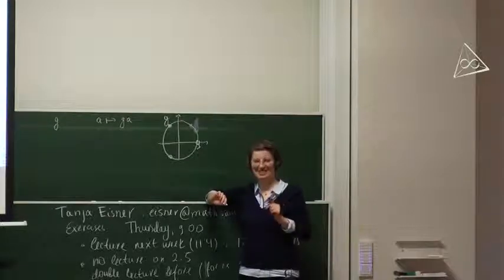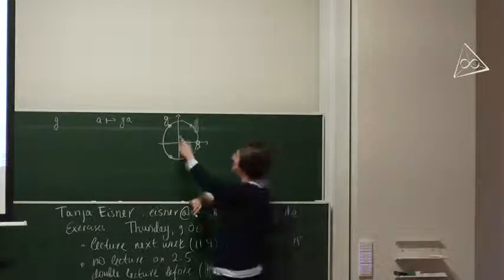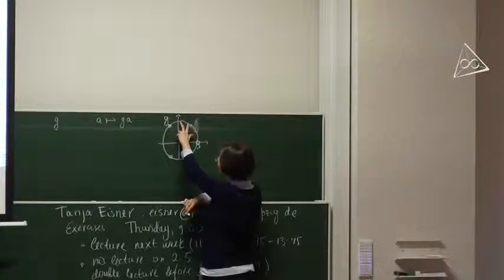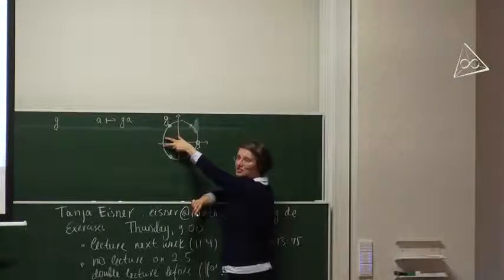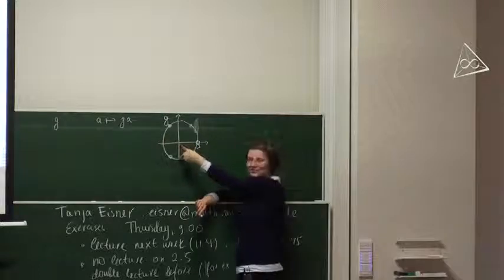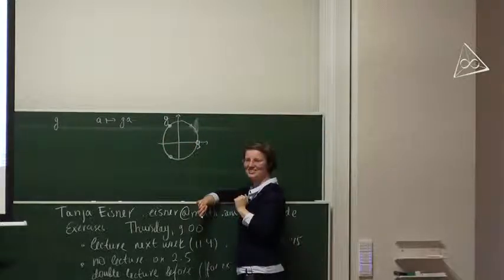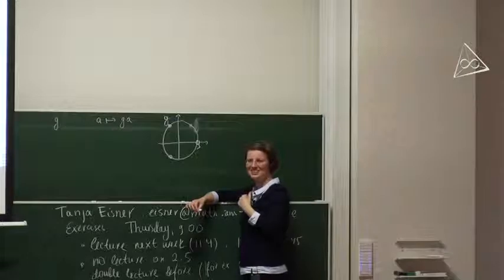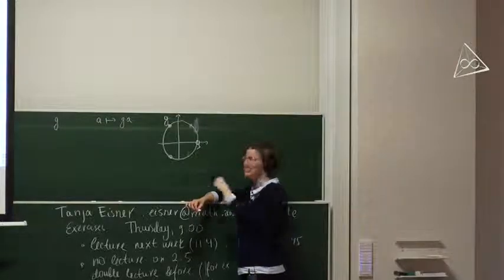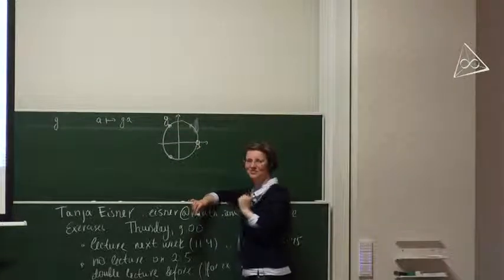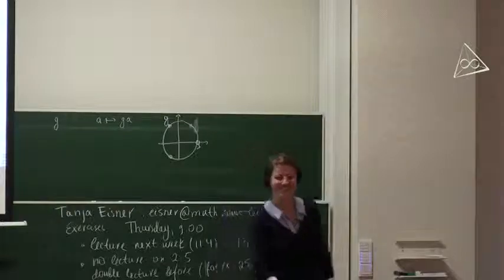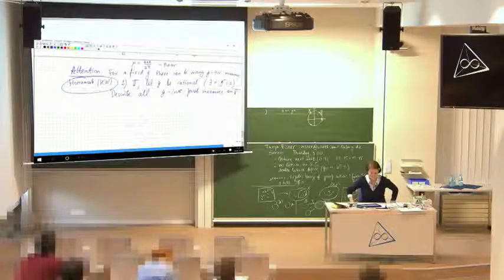Rotation invariant. It means that the measure of this interval is the same as the measure of this interval, and it's the same as the measure of this interval. And this is the only condition: rotation invariant by this g. Okay. I'll not say more. Okay. Good.